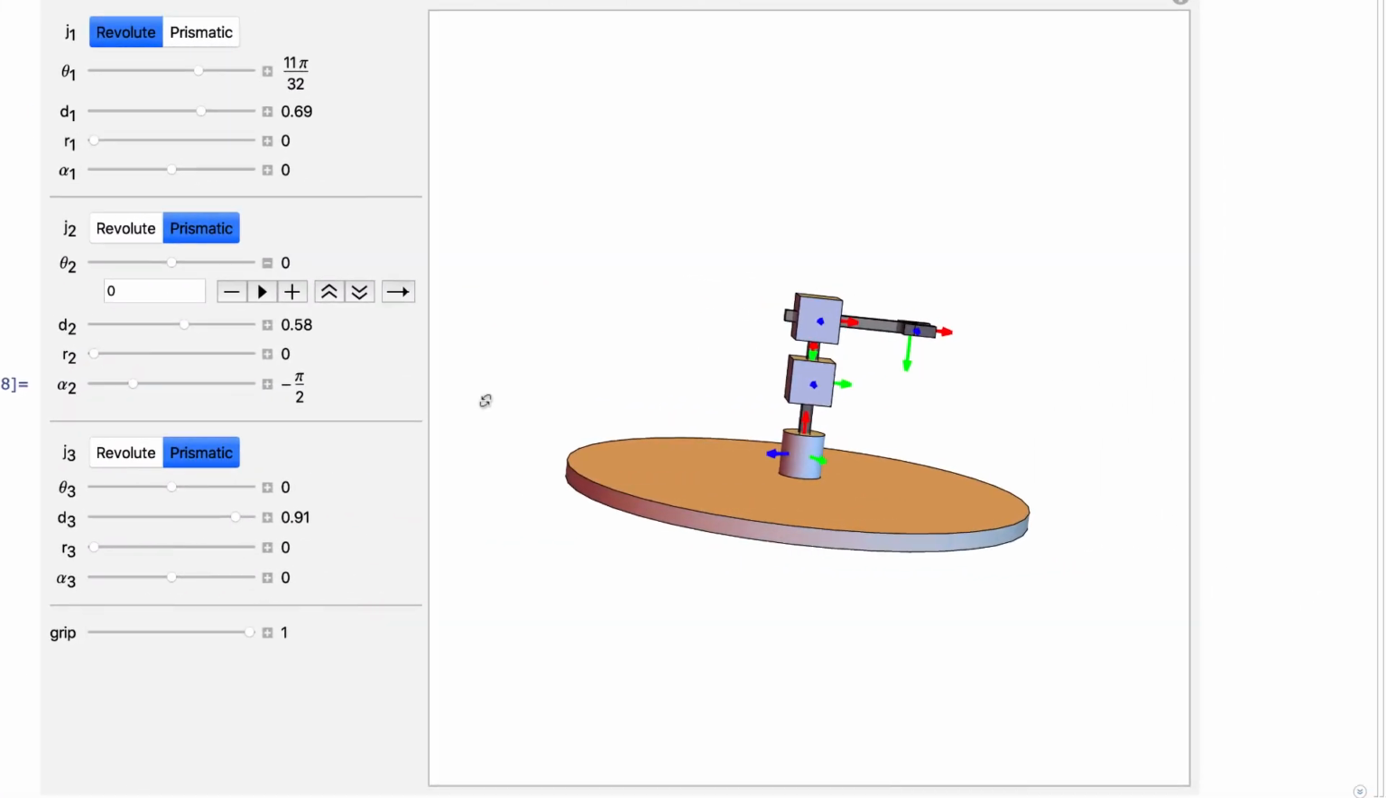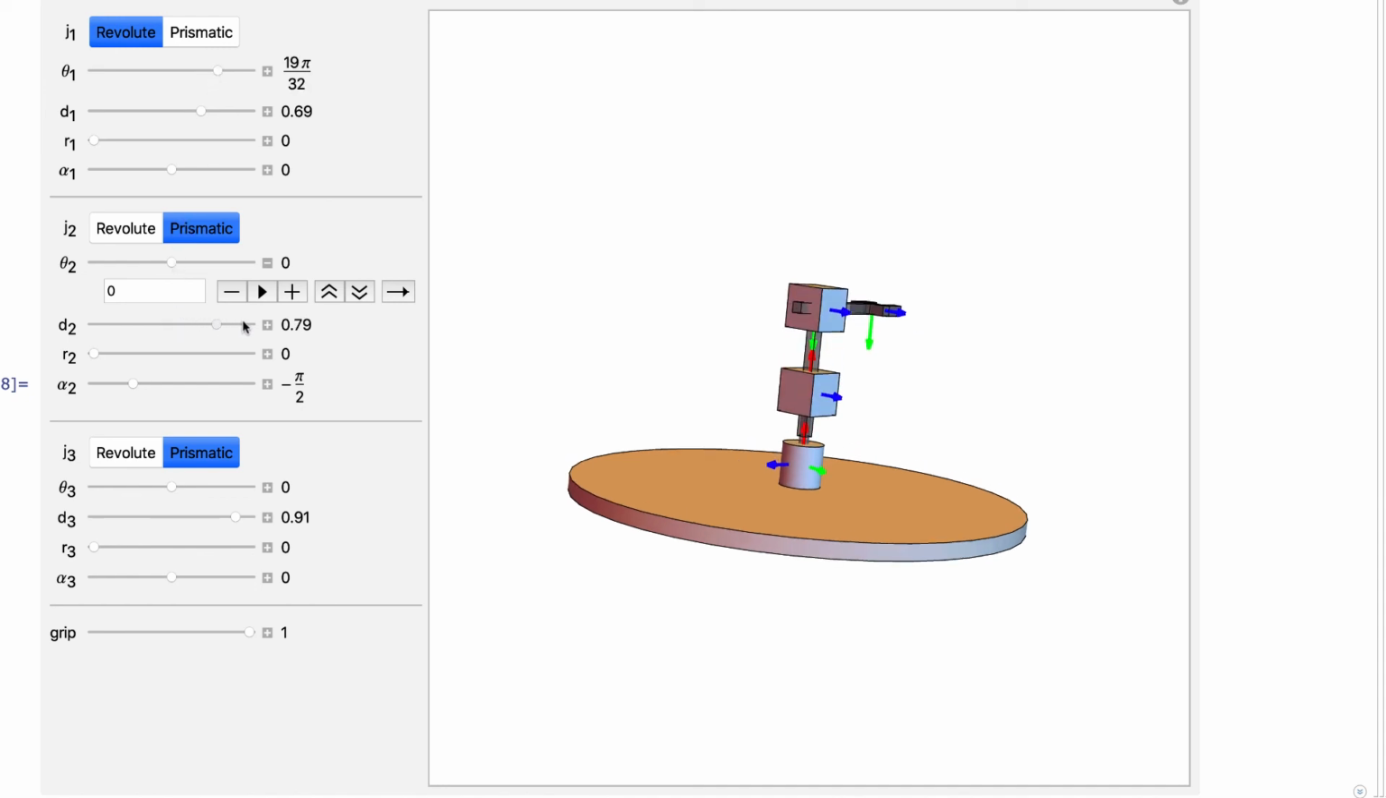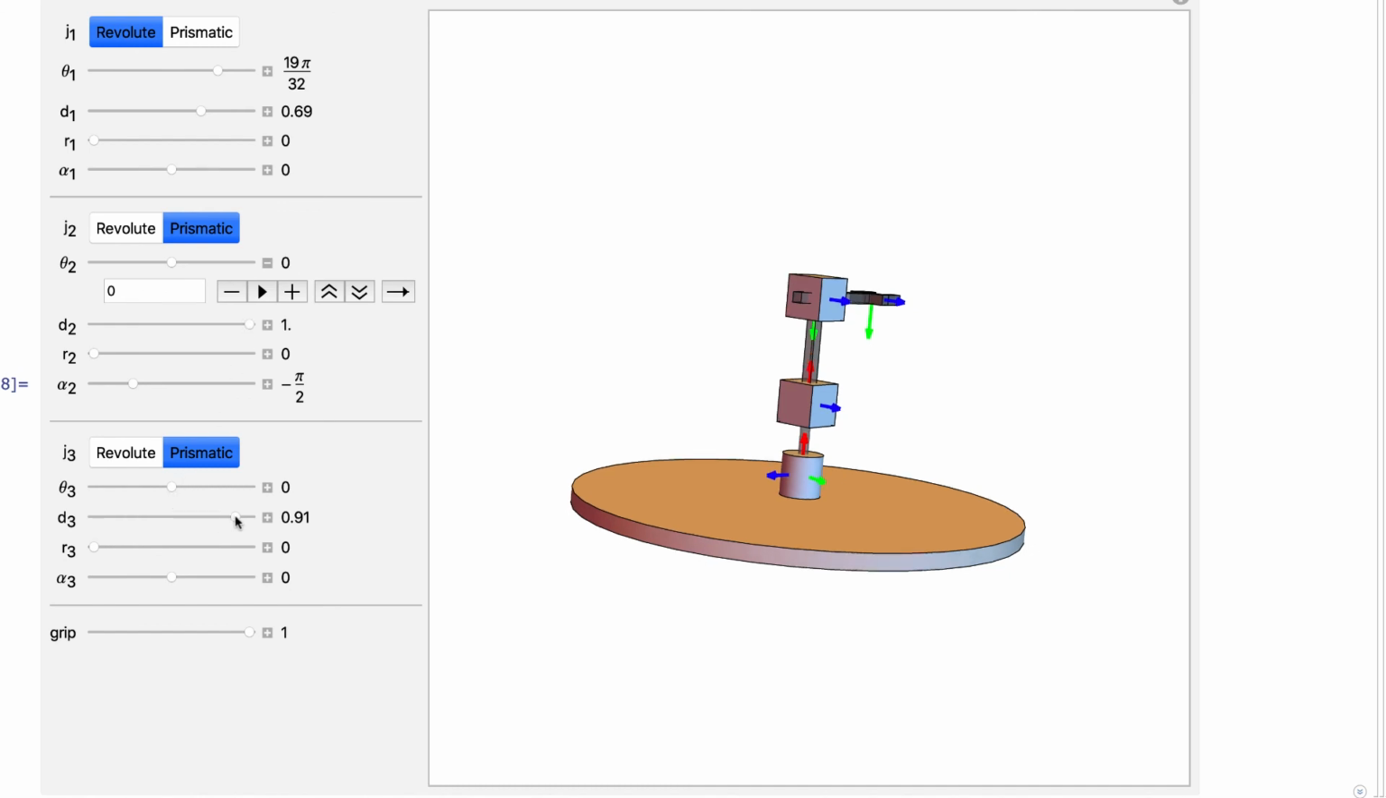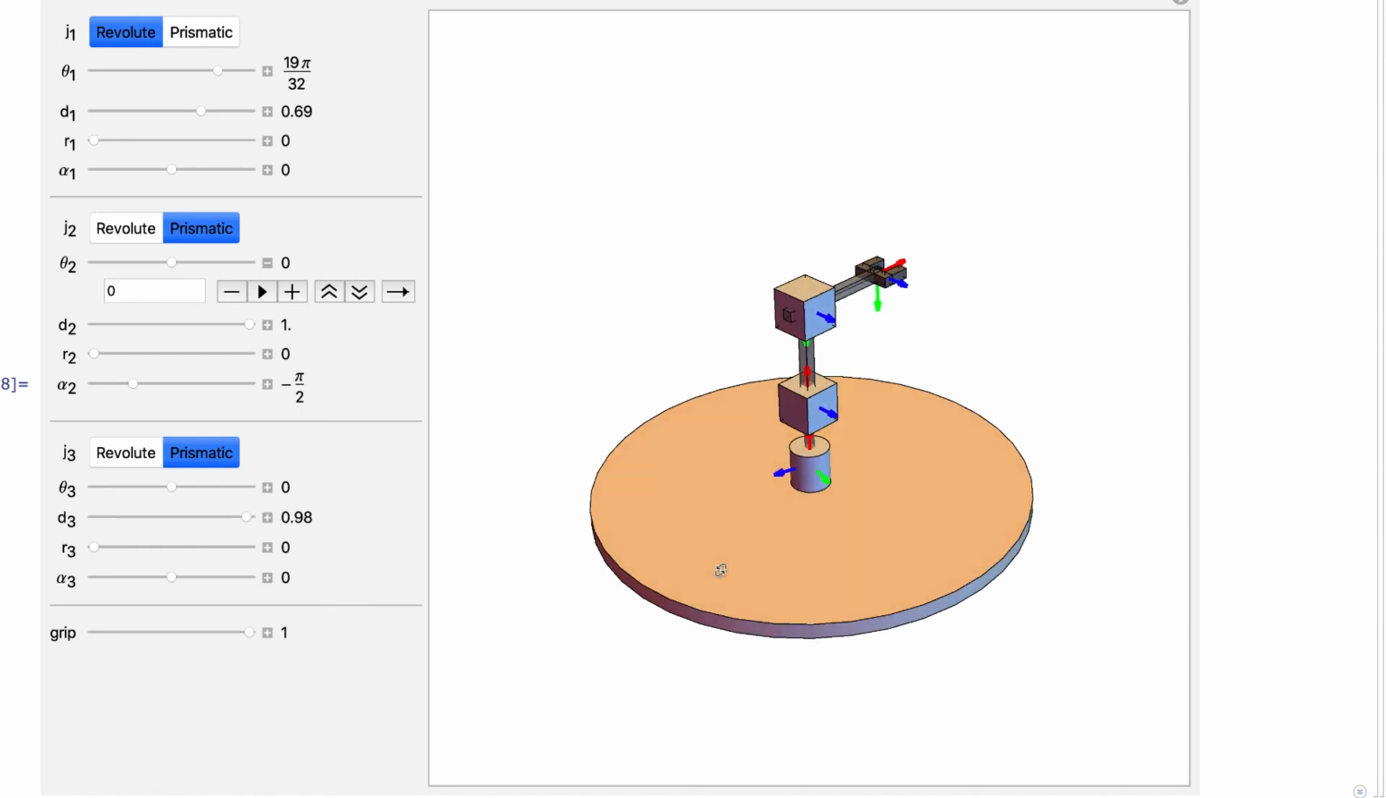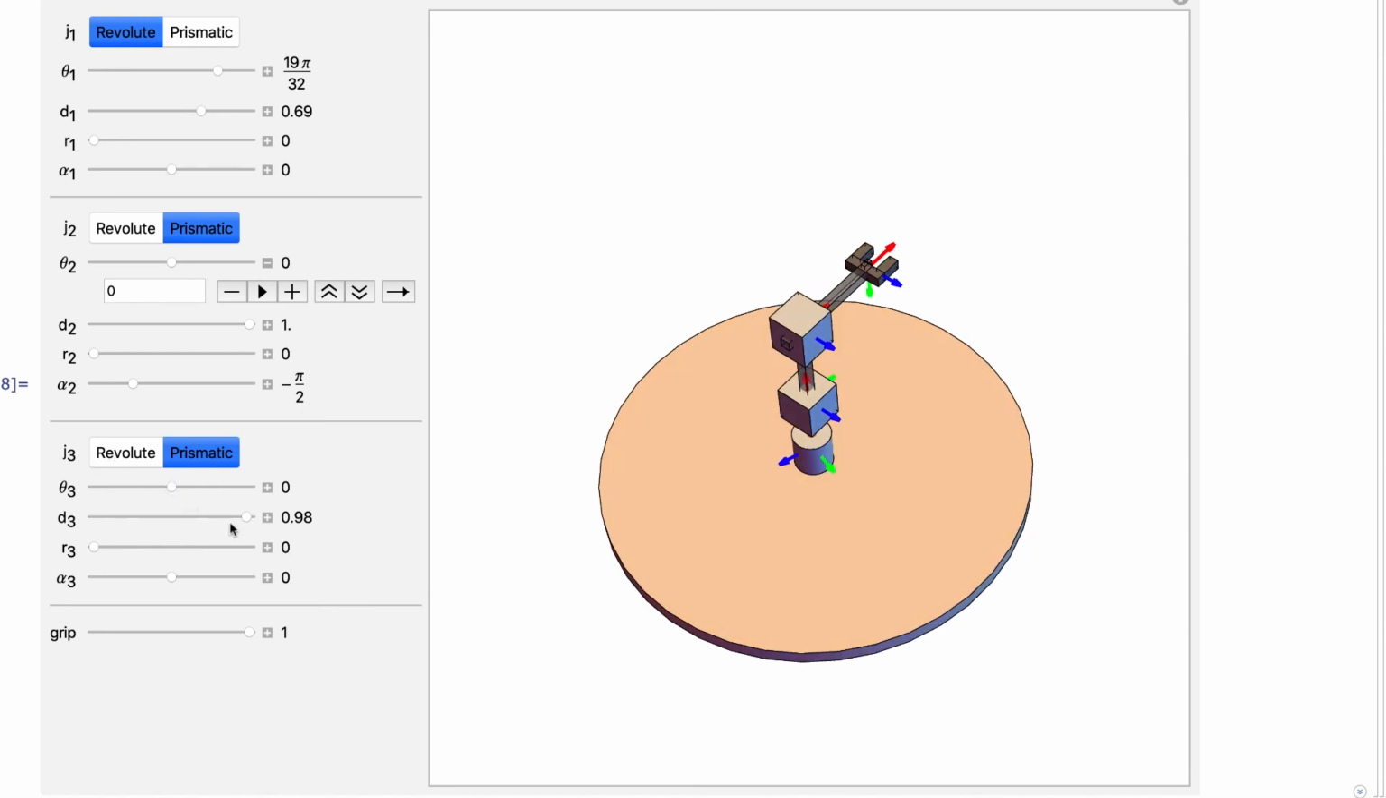So now we've built our third robot. It's got a revolute joint that can revolve around. It's got a prismatic joint that can come up and down. And it's got a second prismatic joint here that can come in and out. So we can look down at the top of that. You can see that prismatic joint as it slides in and as it slides out.